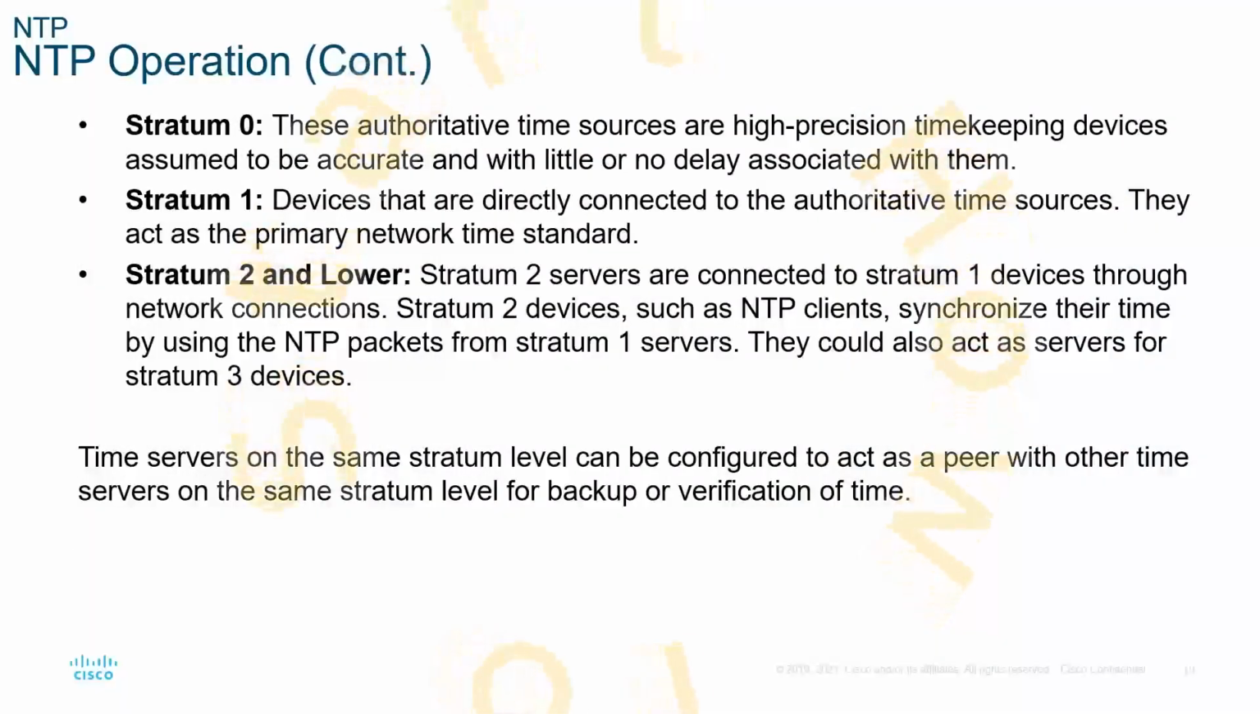Normally you don't want it to be too far away from the stratum main groups. So normally we have a stratum 0. That's the authoritative time source. It has the highest precision time. We have a stratum 1. Basically, these devices directly connect to the authoritative time source, and they act as the primary network time. Anything from stratum 2 down is connected to stratum 1s for their time.